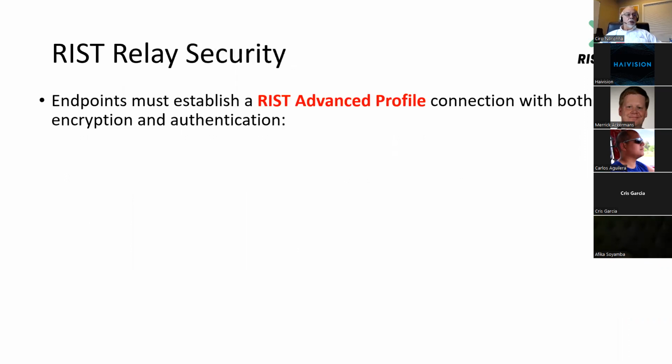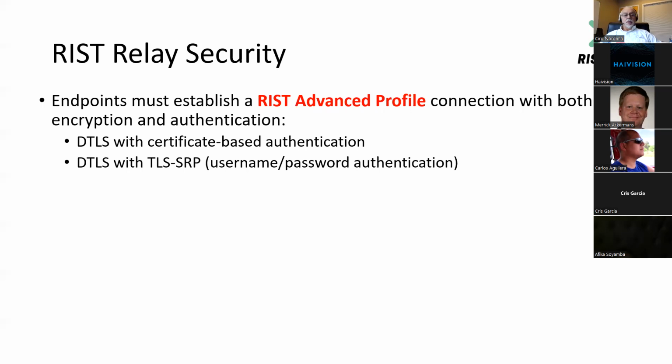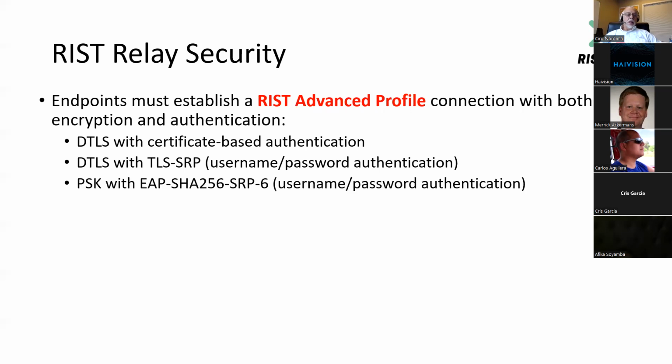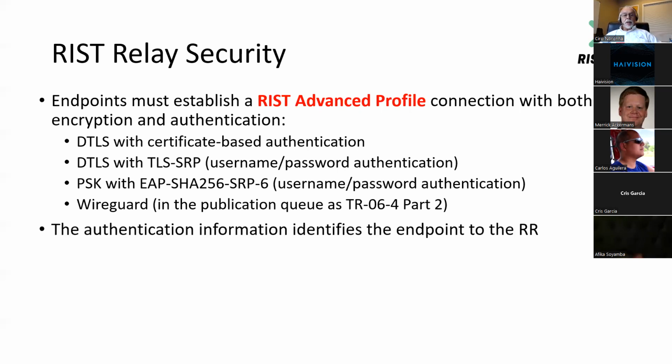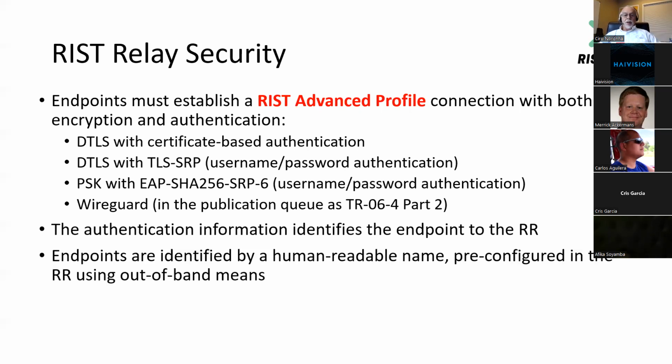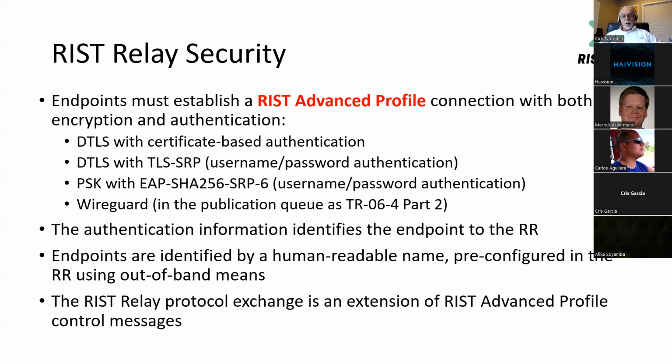Security. RIST relay only works in advanced profile with encryption and authentication. You can use DTLS. You can use DTLS with TLS-SRP. You can use PSK. And you can use WireGuard, which is TR-06 part 2. So WireGuard with advanced profile riding on that. And the authentication information, which we have done a lot of work on in RIST, is what identifies the endpoint. And we added a human readable name so you can make that connection.